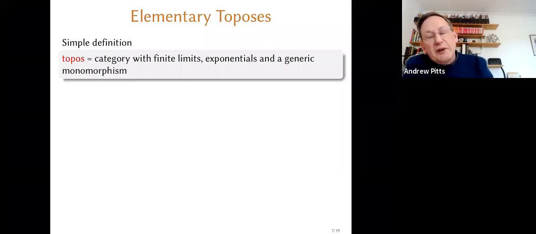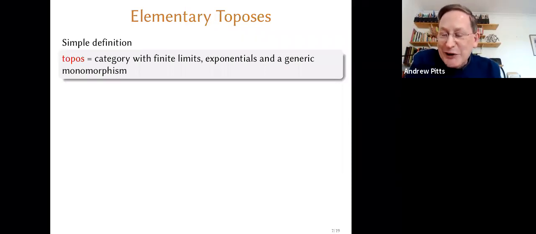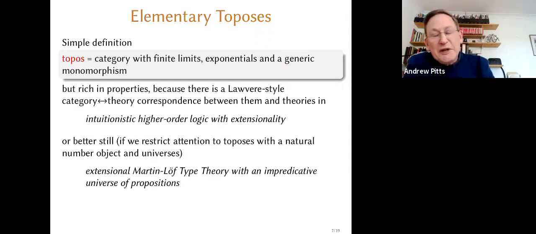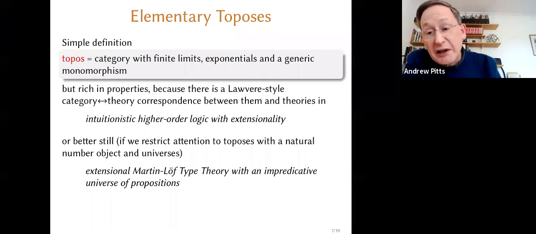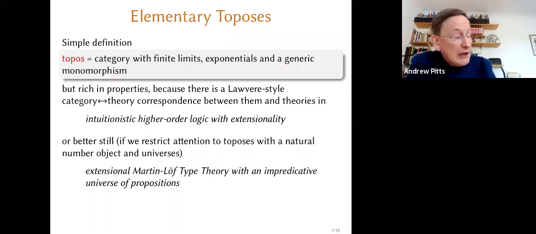But the consequences of those properties are huge and diverse, and many books in many volumes have been written about the things that follow from that simple definition. And one of the reasons for that is because we know that elementary toposes correspond in a sort of Lawvere style to particular theories in intuitionistic higher order logic with extensionality to begin with. So whilst it's intuitionistic, it's a higher order logic. So it's a fairly expressive formalism.